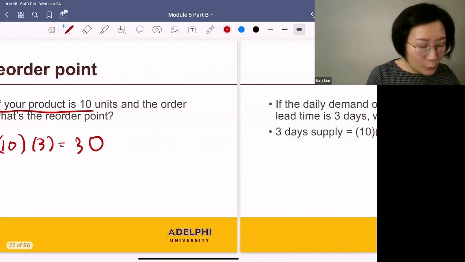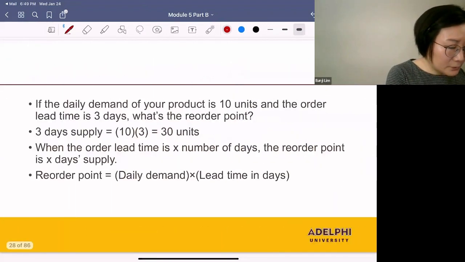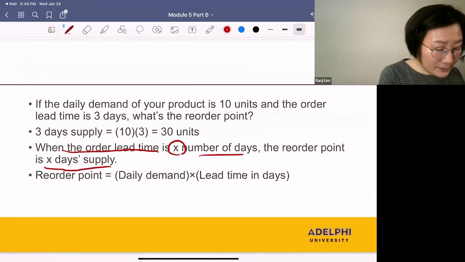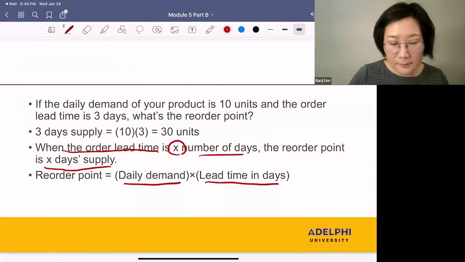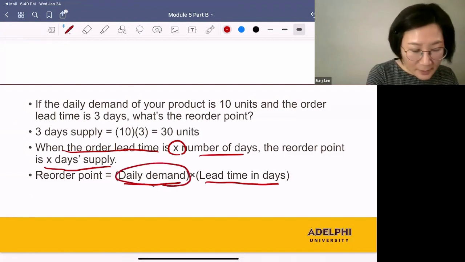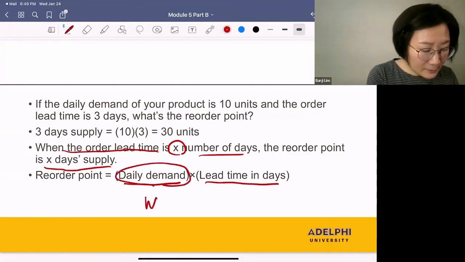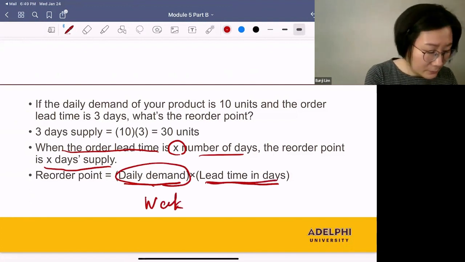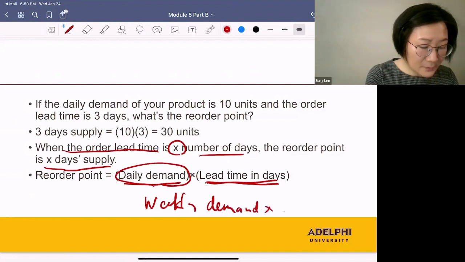So when the order lead time is X number of days, the reorder point is X days supply, so it's the daily demand times the lead time in days. If you have the weekly demand instead of the daily demand, you multiply by the lead time in weeks. Weekly demand times the lead time in weeks.